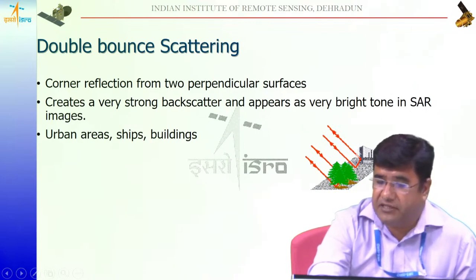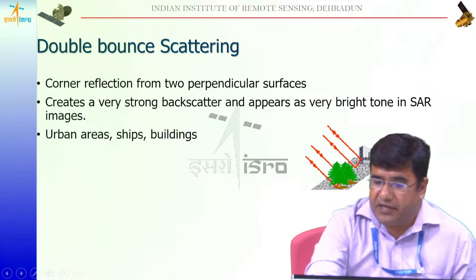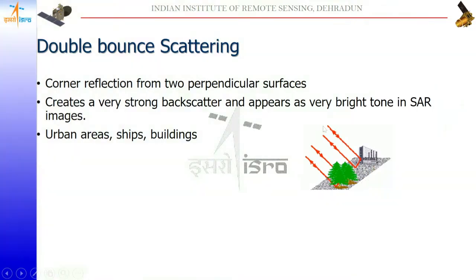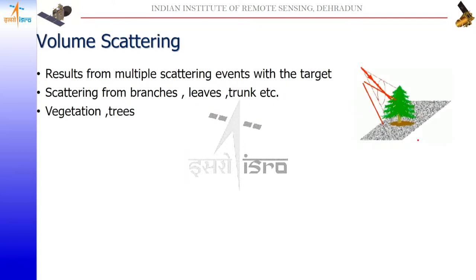Urban features have this corner reflector effect, which is called the double bounce scattering of a tall building. So the wave comes here, then comes here, and again goes towards the sensor. So it helps to scatter the signal towards the sensor. That is called double bounce scattering. All these bright tones in urban buildings that you can see in the SAR image are due to double bounce scattering.